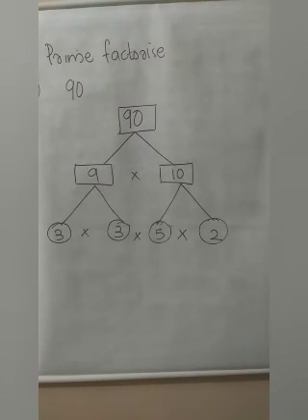Next example, prime factorize 90. Here it is a small number, so I can use the factor tree method. Here they didn't specify any method. If they specify a method, you have to do it in that method. Here they didn't specify any method, so I am using the factor tree method.